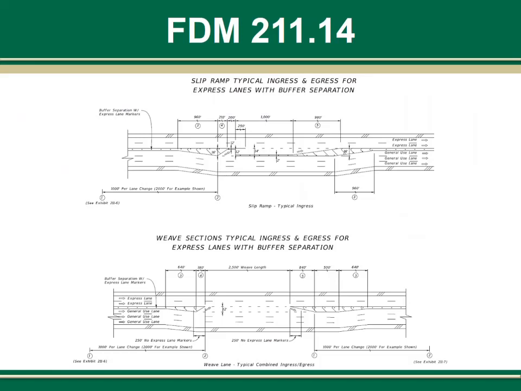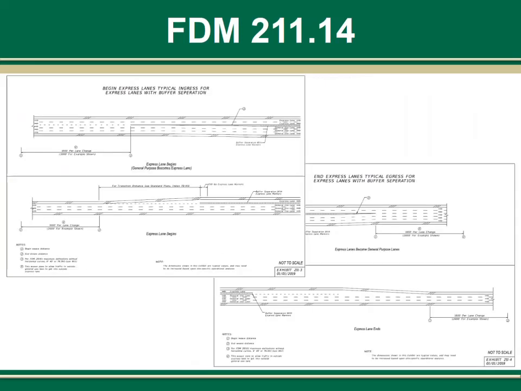The final change that we'll go over today is the addition of two new exhibits in the express lane's access point and access type section, FDM 211.14. We realized that the 2018 FDM included several helpful exhibits that show us how to get in and out of express lanes at intermediate locations through the use of slip ramps and weave sections. However, we never actually show you how to begin or end those express lanes. So in the 2019 FDM, we added those details to this section, and they're included as exhibits 211-3 and 211-4. All of the other exhibits remain the same with the exception of updating the cross-references within those sheets.